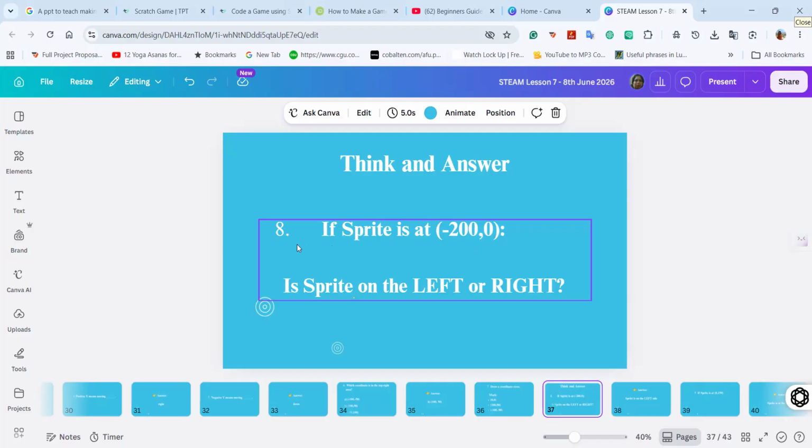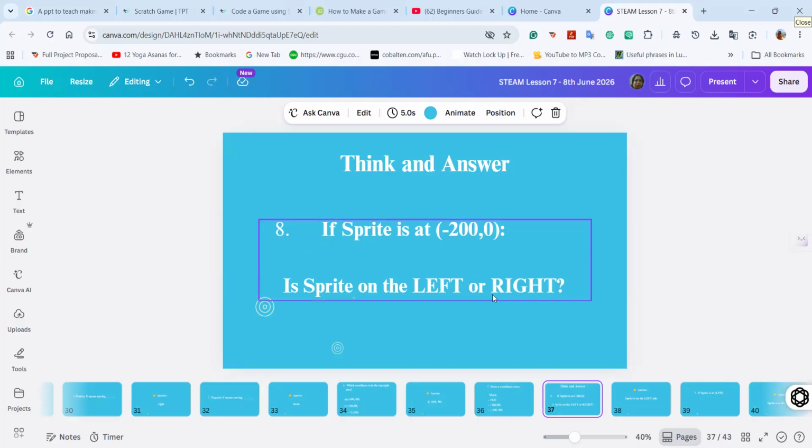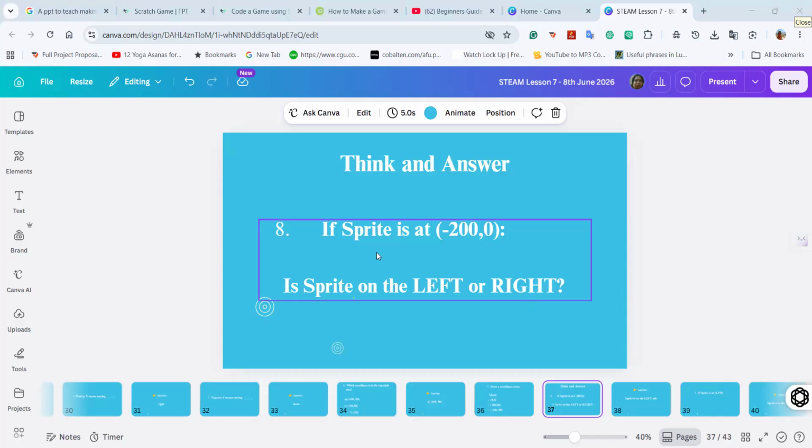So you move to the left, but you did not go up and down. It is left direction or right direction? Which direction have you moved? Left.